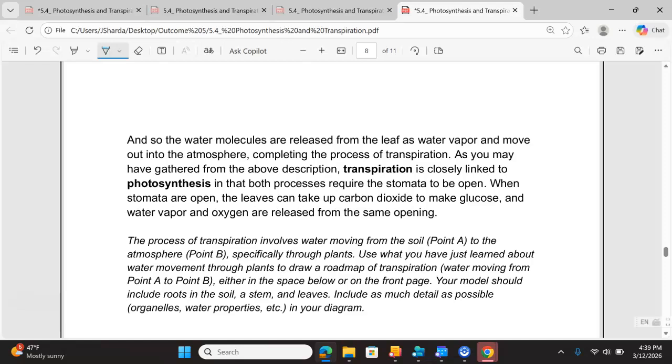When the stomata are open, the leaves can take up carbon dioxide to make glucose, and water vapor and oxygen are released also from the same opening. So it's really important that those stomata are open. If they are not, then photosynthesis can't happen and transpiration can't happen.